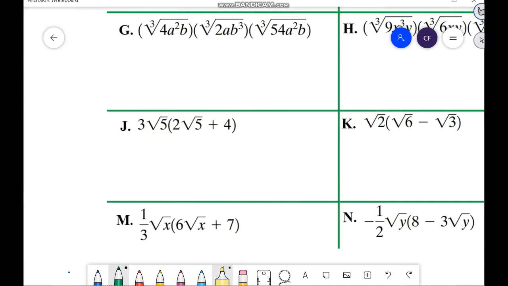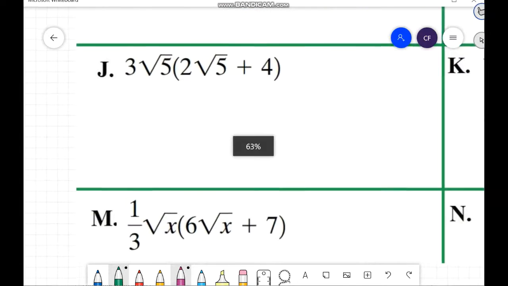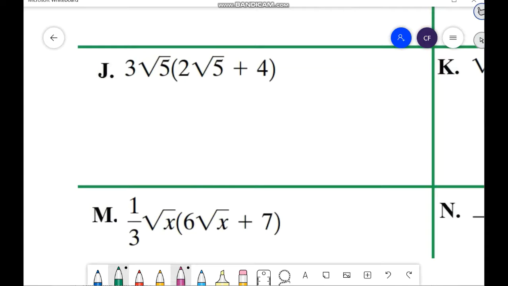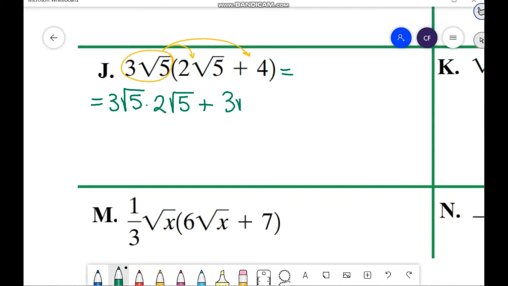Another kind of question you're also going to find on your tests. Now you have a multiplication, where one of the factors has just one term and the other factor has two terms. You need to use the distributive property. Apply the distributive property, and you're going to multiply 3 times the square root of 5 times the first term, 2 times the square root of 5, plus 3 square root of 5 times the second term, 4.